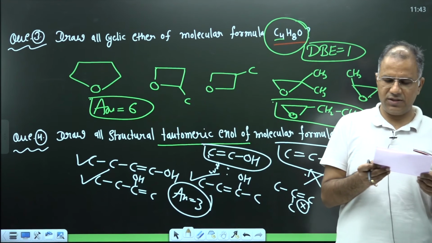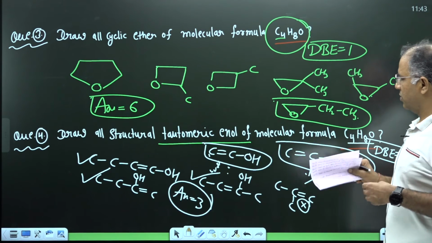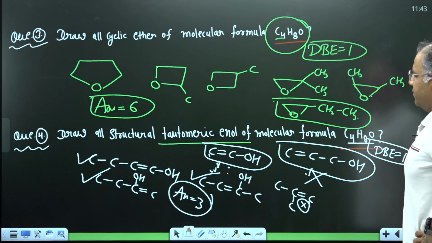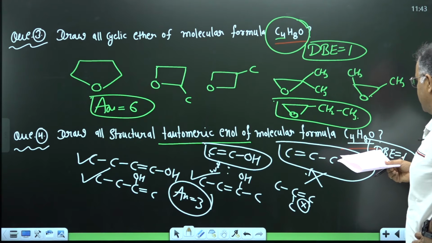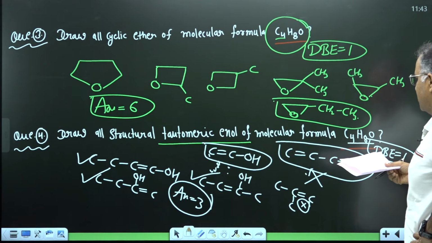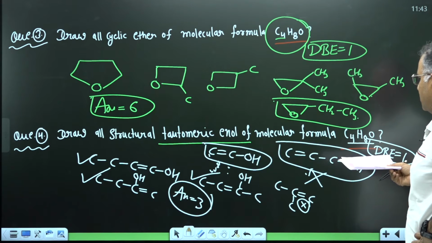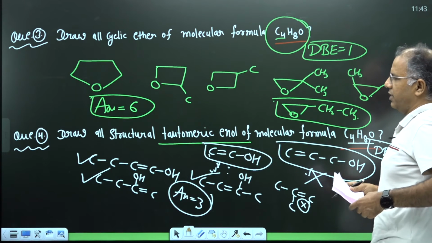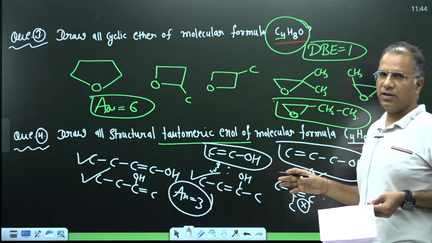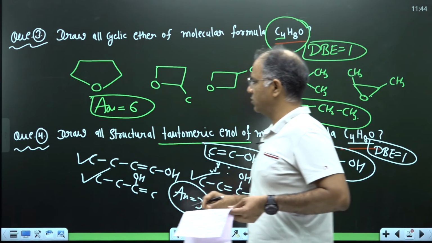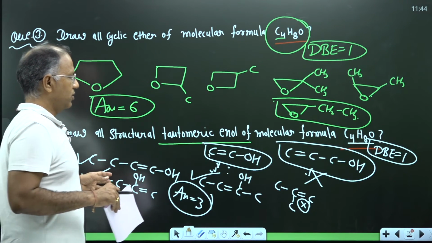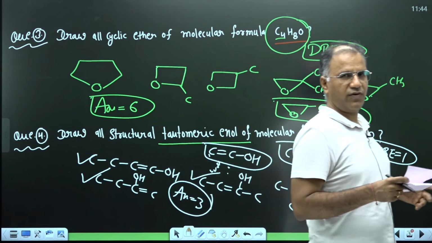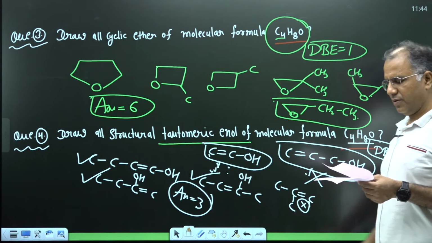The answer given is 3 plus 1, 4. How is it 4? The answer will be 3, correct? If you find any fourth isomer, please write in the comment box so we can discuss. Right now, I am getting only 3 isomers, so the answer could be 3. If you find a fourth, just write in the comment box. Now next.